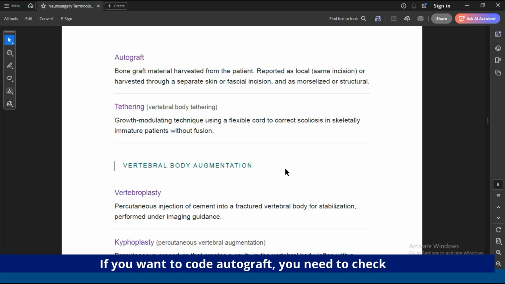Okay, if you want to code autograft, you need to check where the graft is taken from, or what the harvesting site is. Whether it is local, meaning near the operative area, or harvested through a separate skin or facial incision, or far away from the operated area. So based on that we have the CPT code.